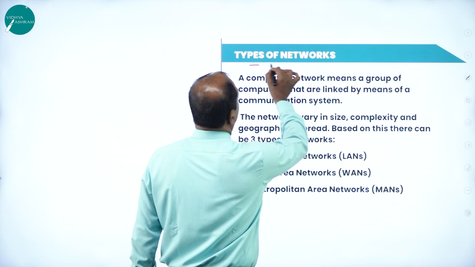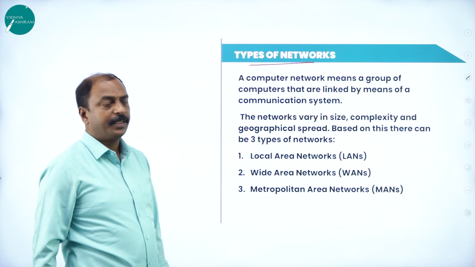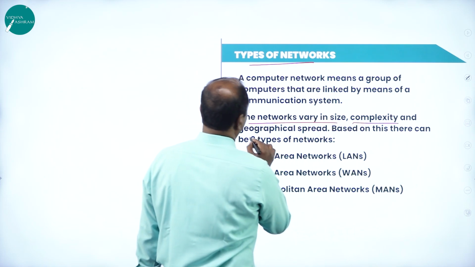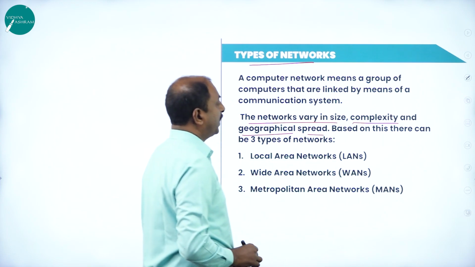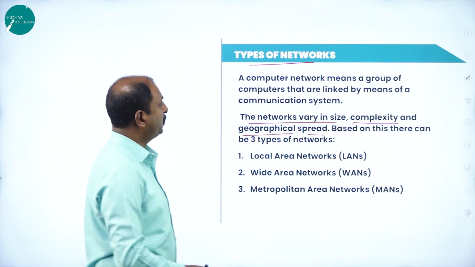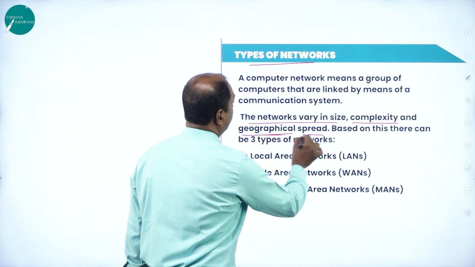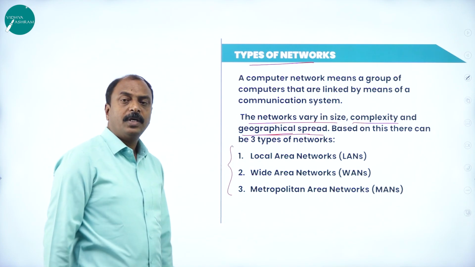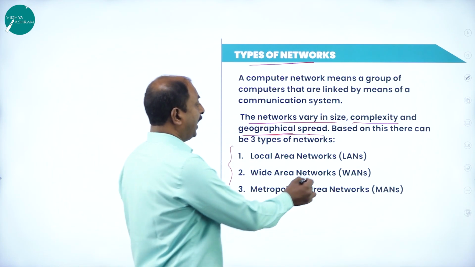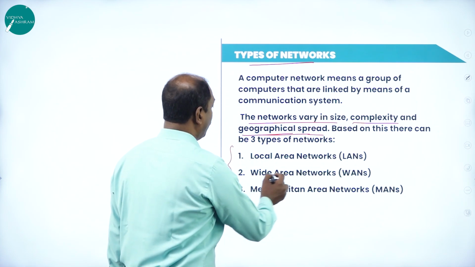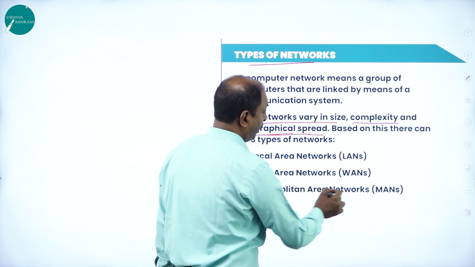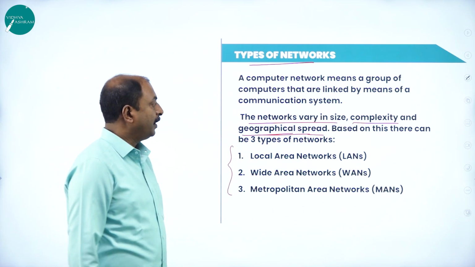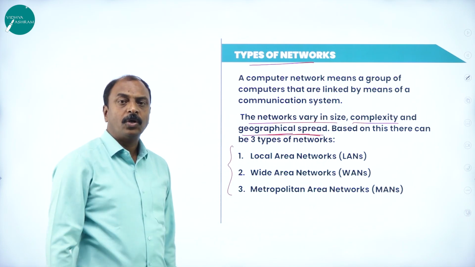Next, we'll see what are the different types of computer networks. Networks vary in size, complexity, and geographical spread. So we can have different types of network based on size, complexity, and geographical spread. Based on these factors, we have 3 types of computer networks: LAN, the local area network, WAN, the wide area network, and the metropolitan area network, that is MAN. These are different types of network based on the geographical location of the computers.